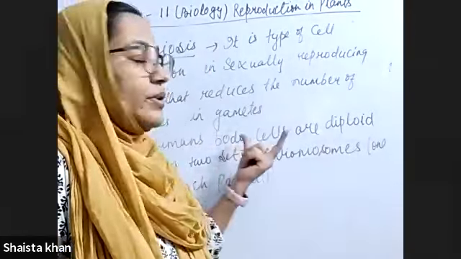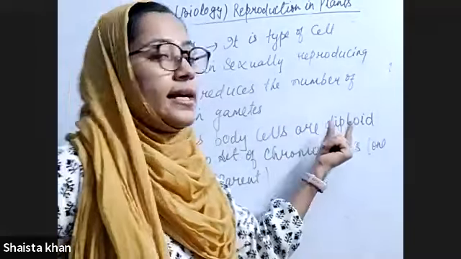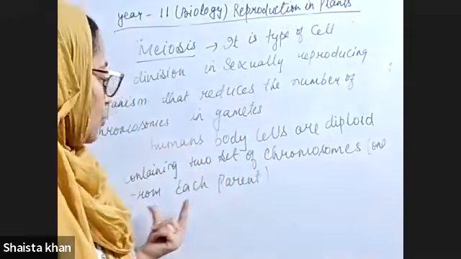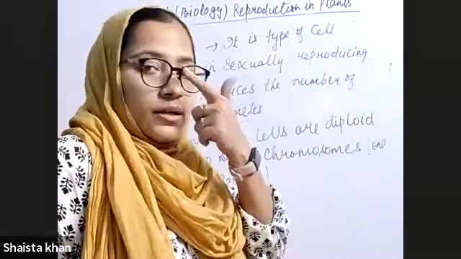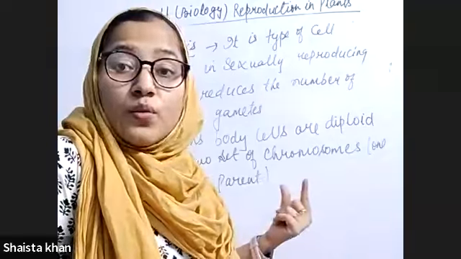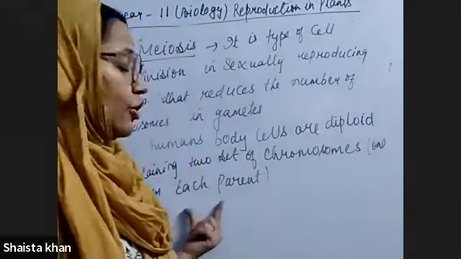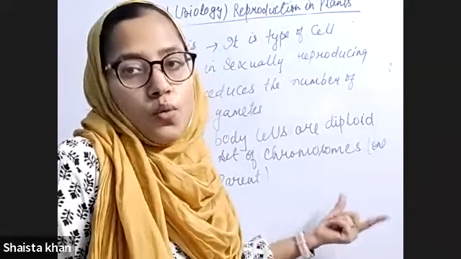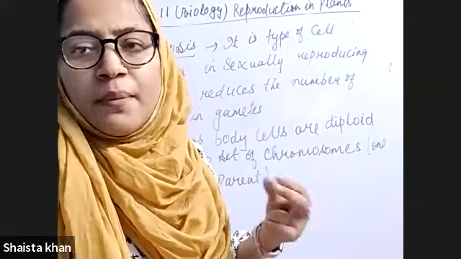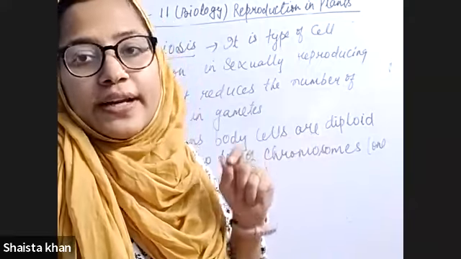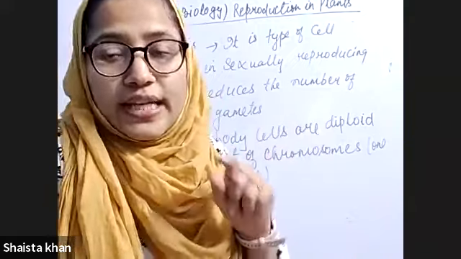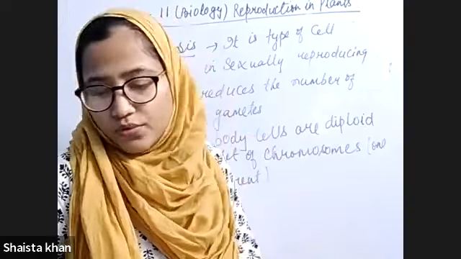So in the human body, cells are diploid because each parent has two sets of chromosomes, but they contribute one chromosome, X or Y. It depends on the parent. A female can contribute only an X chromosome because she has only X chromosomes, whereas a male has X and Y chromosomes, so he can contribute either an X chromosome or a Y chromosome.